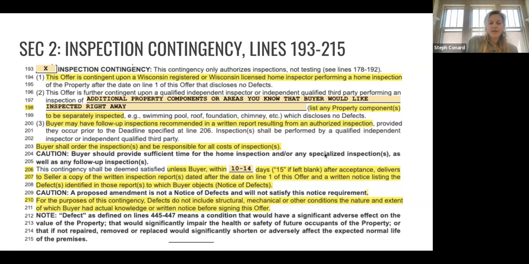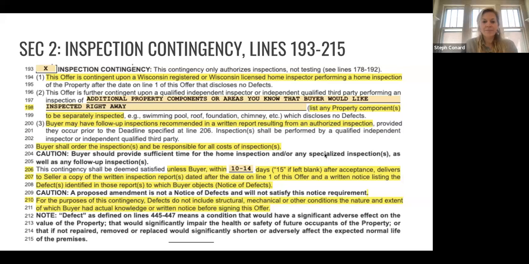Moving on, line 209, caution: a proposed amendment is not a notice of defects and will not satisfy the notice requirement. We'll be getting into the notice requirement soon. Lines 210 through 211: for the purposes of this contingency, defects do not include structural, mechanical, or other conditions, the nature and extent of which the buyer had actual knowledge or written notice before signing this offer. So this is just setting us up for the next section, which is the section on right to cure. I'll go on and define a defect as well.